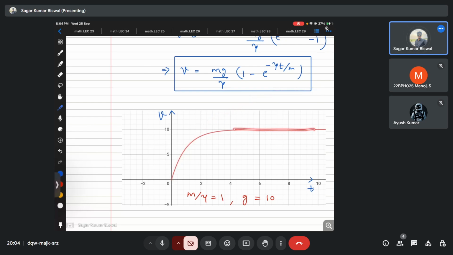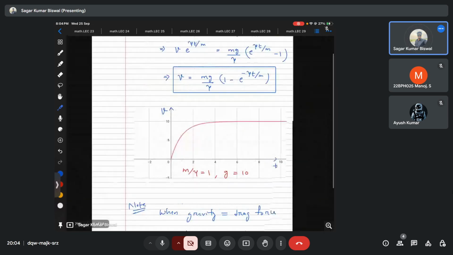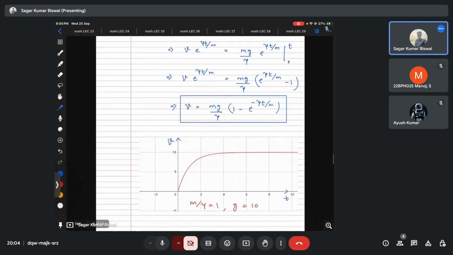Can you say why the system is behaving in this way? Why the velocity is becoming constant?